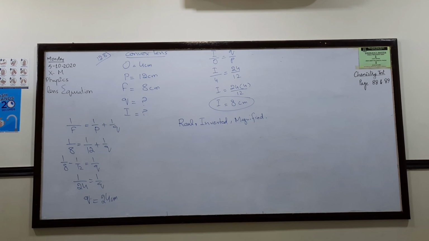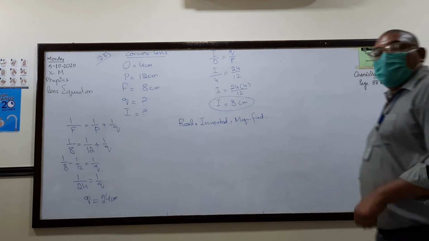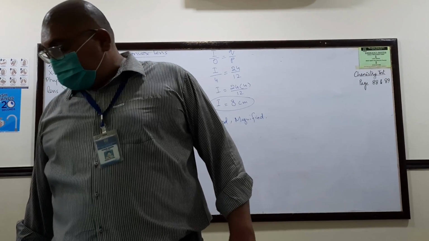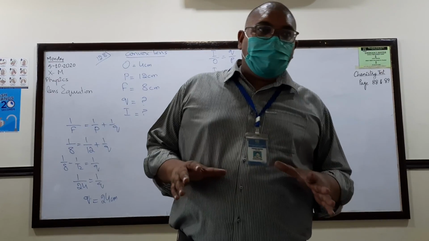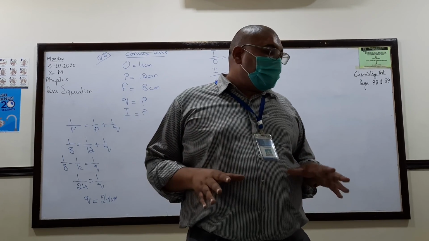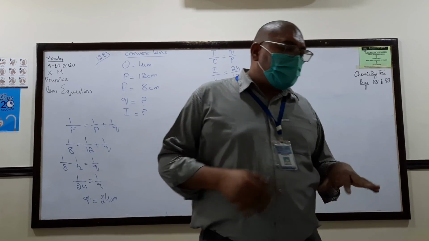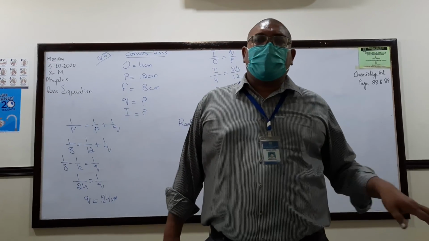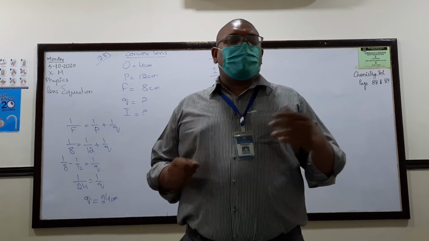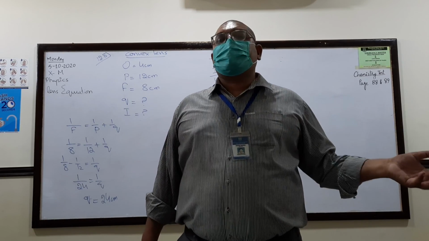So I think that is enough for today. Thank you very much. Today we have learned the lens equation and we have done some numericals. Today the last numerical we did from the geometrical optics is 12.8. We are done with that. The next one or two numericals we will do in the next lesson.